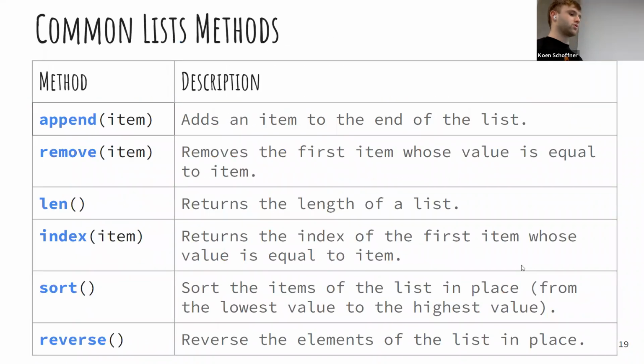There's also sort, which will sort the items of the list in place from lowest value to highest value. This depends a little bit, I believe, on ASCII values, which you guys will learn about later. It's not really too important right now. And then reverse will just flip the elements of the list. So the last index will become the first index. Okay.